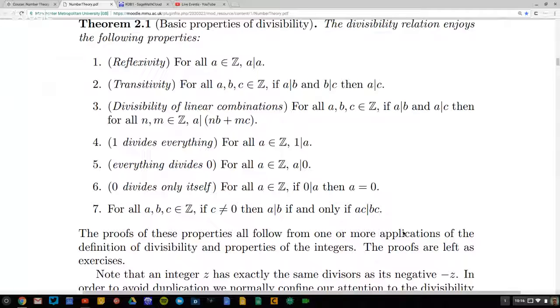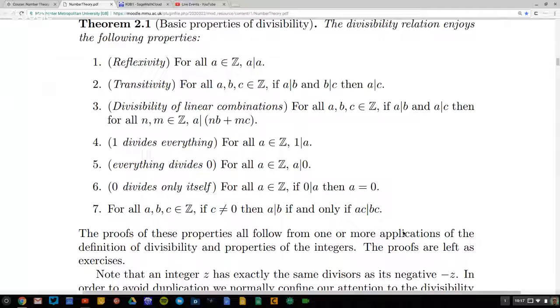Number 3 is quite an important one, and it crops up all through the course. And this is to do with the divisibility of linear combinations. And here again, there's 2 conditions. If A divides B and A divides C, so you've got 2 integers that A divides, then for every pair of integer coefficients n and m, A will divide the linear combination n times B plus m times C.